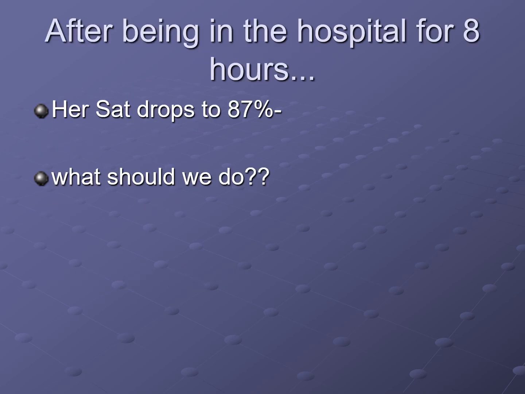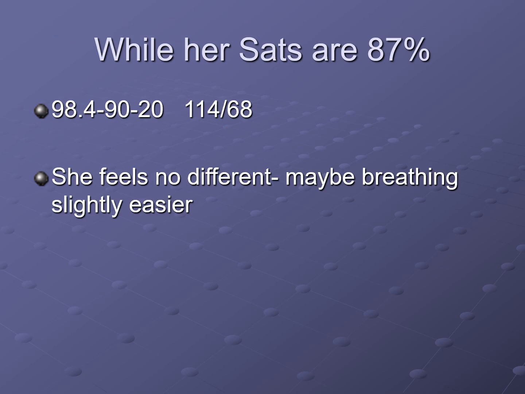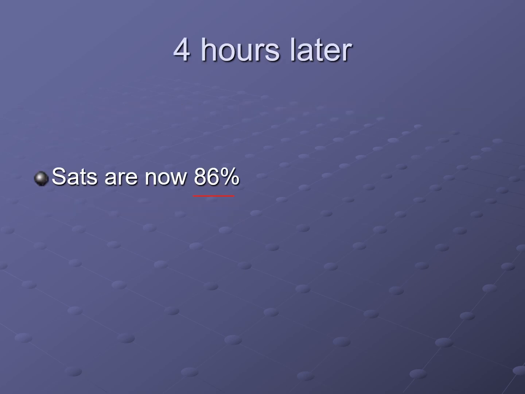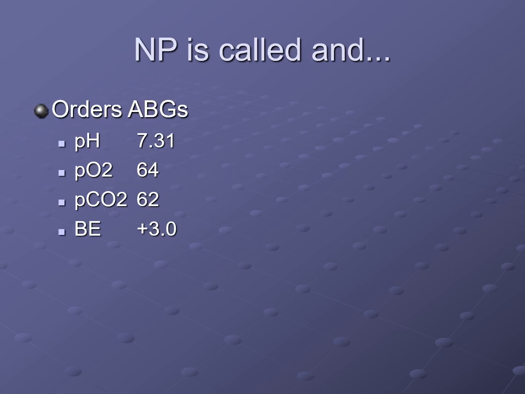After being in the hospital for 8 hours, her SAT drops to 82%. What do we do? Well, a well-meaning nurse decides that she's not really feeling any different. Her vital signs feel fine. Let's put up her oxygen. Let's increase it to 5 liters. Her SATs actually go up to 91%. Yay! Good thing. The problem is 4 hours later, her SATs are now down to 86%. And when we do gases, we call the nurse practitioner that's on call. This was actually a case that I had when I was at Mercy.